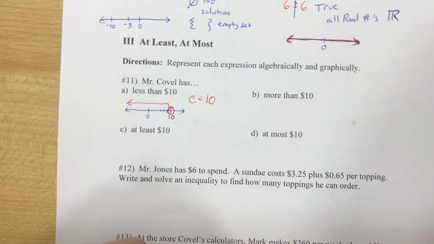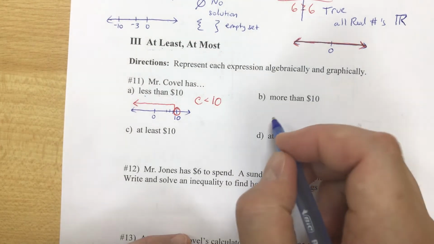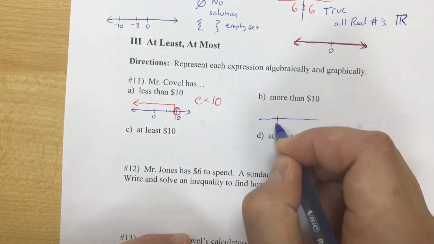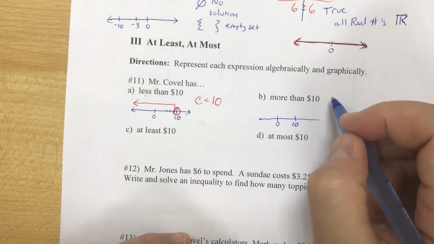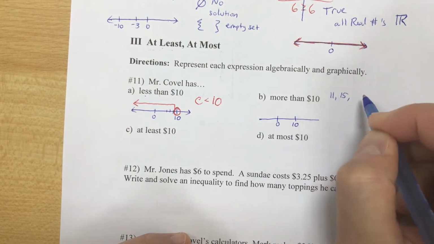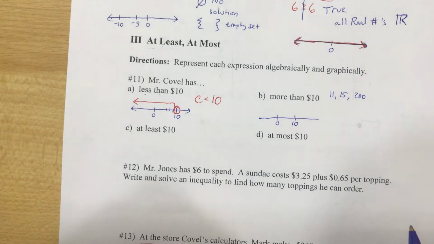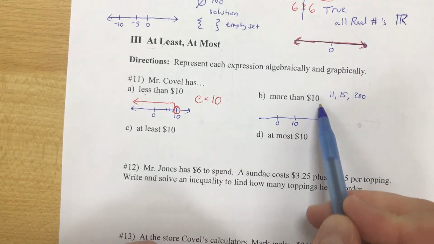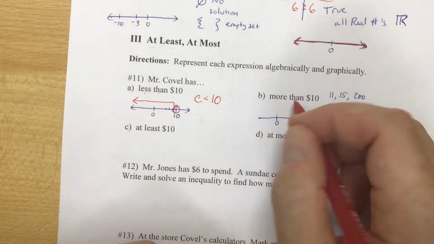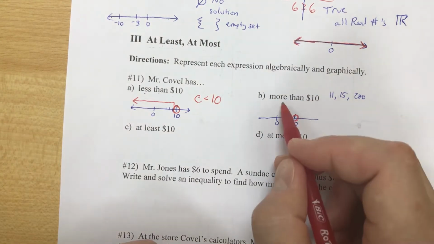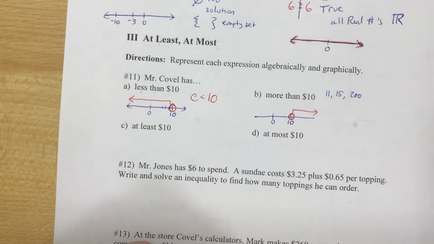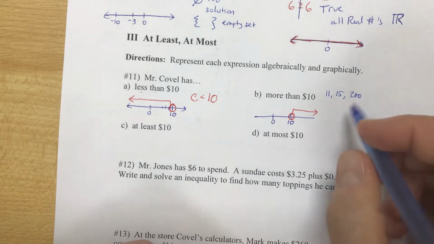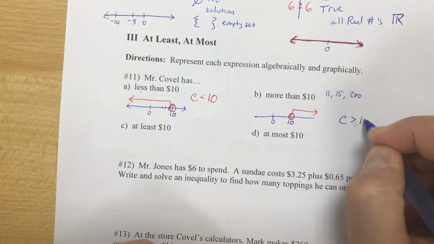Now if we say more than, I have more than $10 or greater than $10. Think of numbers that would make that true. If I have more than $10, I could have 11. I could have 15. I could have 200. Notice that those are all numbers that are greater than 10. So, open circle, because it's not equal to 10. I have more than that, greater than that, and we graph that to the right. So the inequality would be C greater than 10.